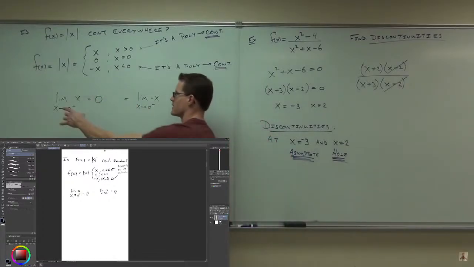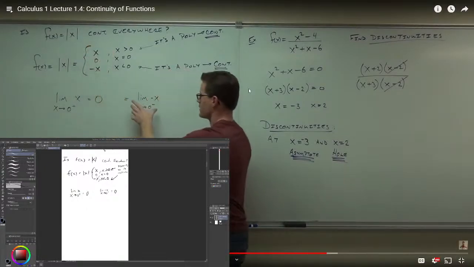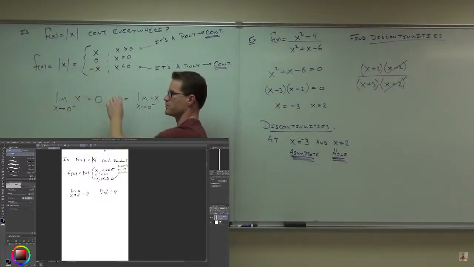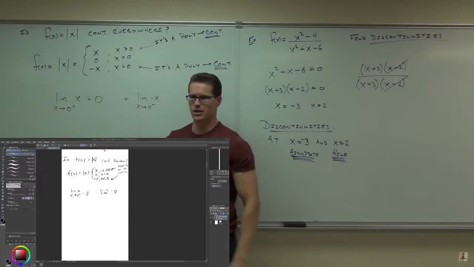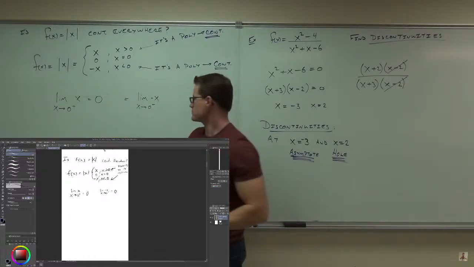It says that the one-sided limit exists. This limit clearly exists as it's continuous. This limit exists. It says going to the point that is also defined. It says the limits exist. The point exists, and they all equal each other. That means that you're continuous everywhere, and that's how you prove it.